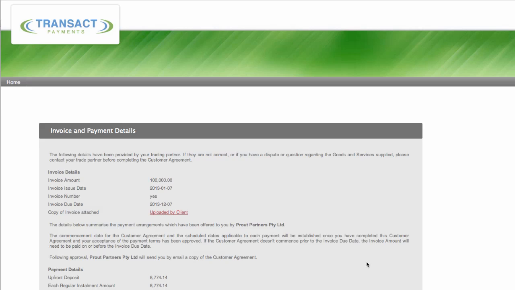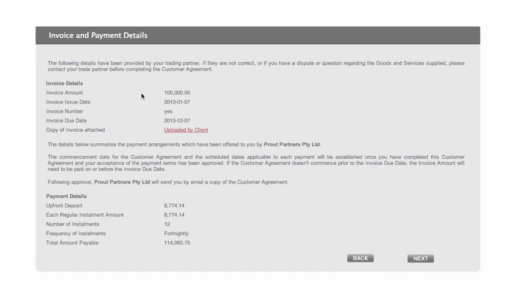The details of the invoice and the payment terms that you have offered again are summarized, and they can view the invoice that relates to the customer agreement. They can view the upfront deposit and the installments, the frequency, and the total amount payable by them.